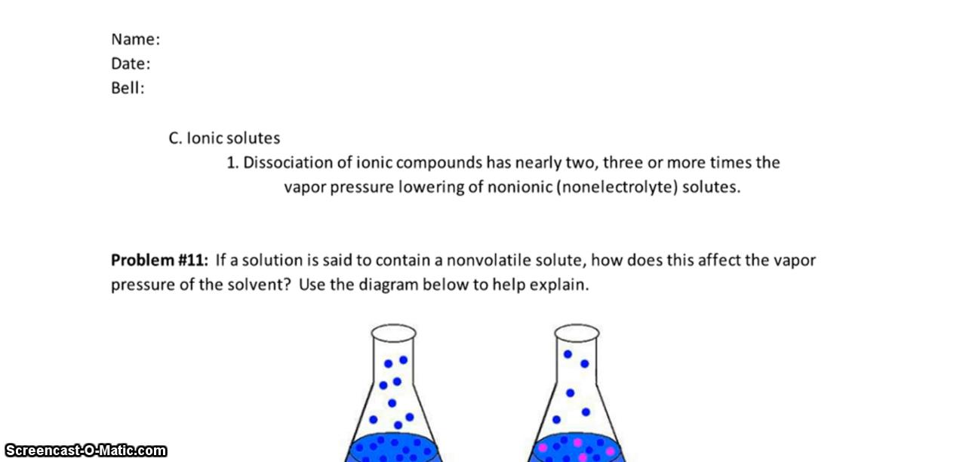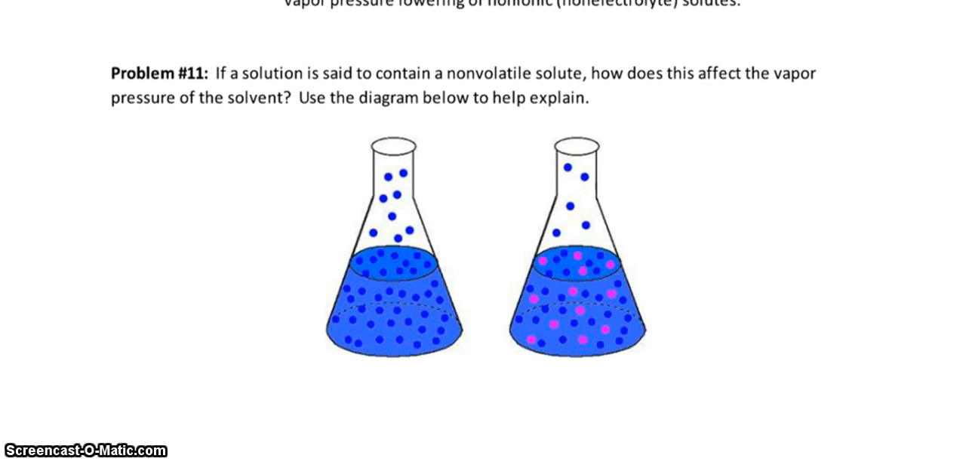So here's a problem. If a solution is said to contain a non-volatile solute, how does it affect the vapor pressure? Use the diagram below to explain. Why don't you pause this recording, write down your thoughts, and then turn the recording back on.